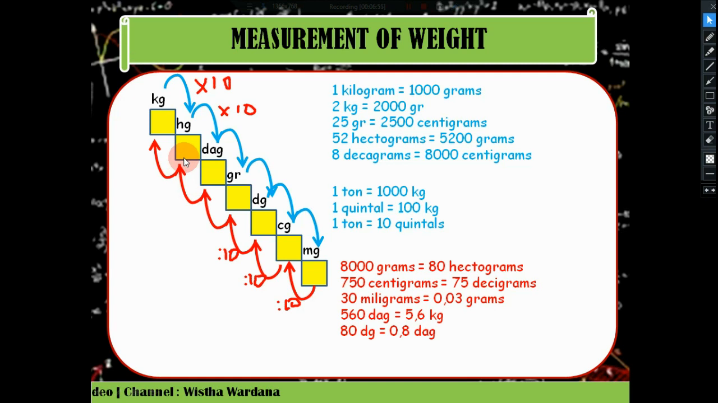And the last example is 80 decigram. And would like to change it into decagram, and you have to divide it by 100. Because from decigram to decagram, you have to move up 2 steps. And then we get 0.8 decagram.